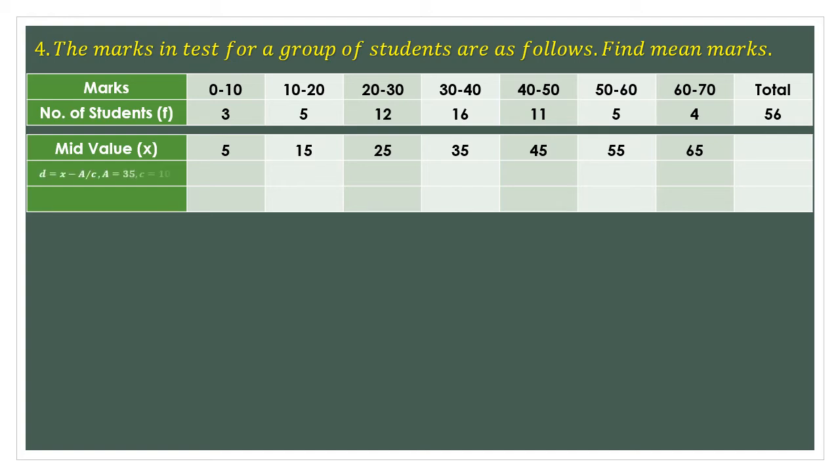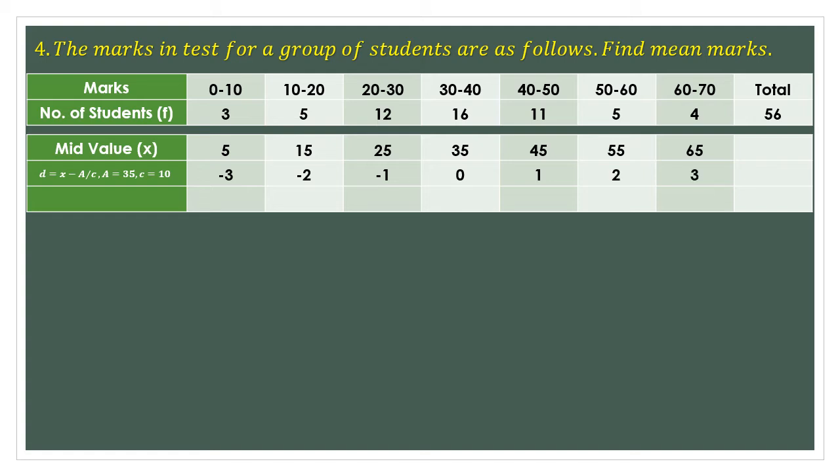Now next I am taking D. How am I taking D? The middlemost value of all the mid values is 35. So I am taking assumed mean as 35. And as the class length for each class is 10, I am taking common factor C as 10. So (x minus 35) divided by 10. So (5 minus 35) divided by 10 is negative 3. Similarly, negative 2, negative 1, 0, 1, 2, 3.